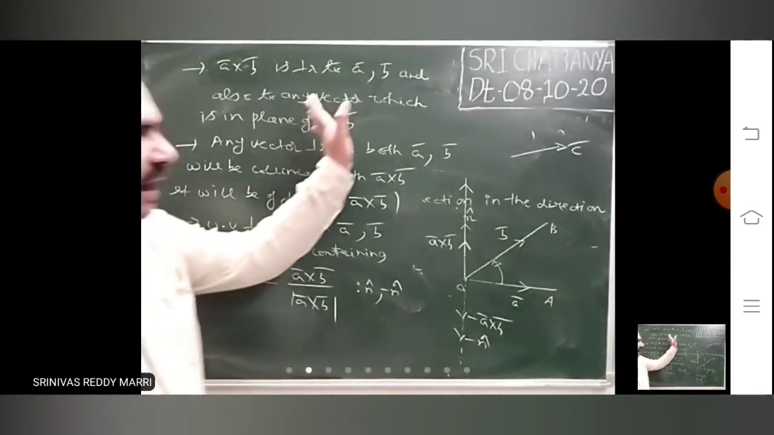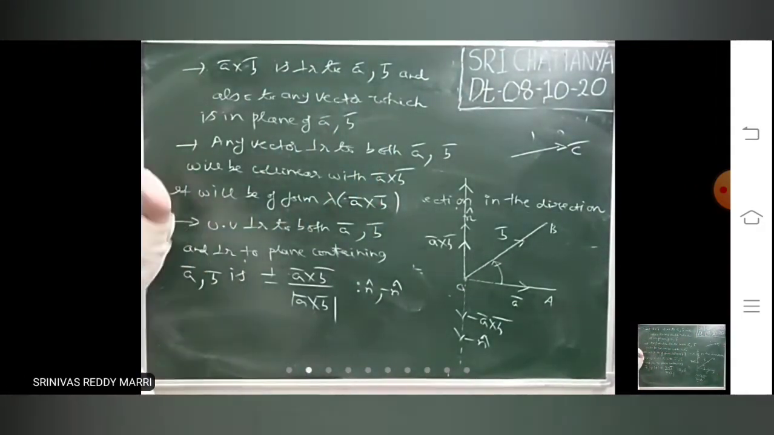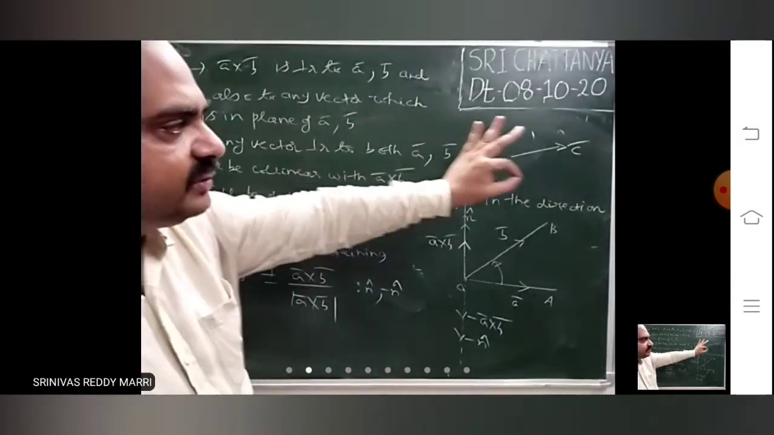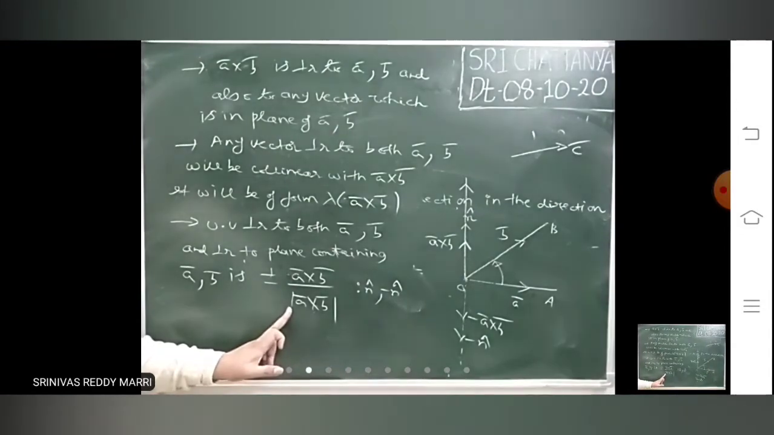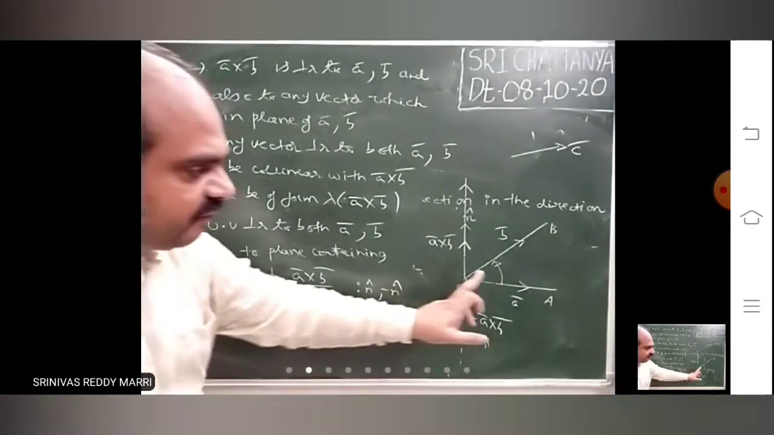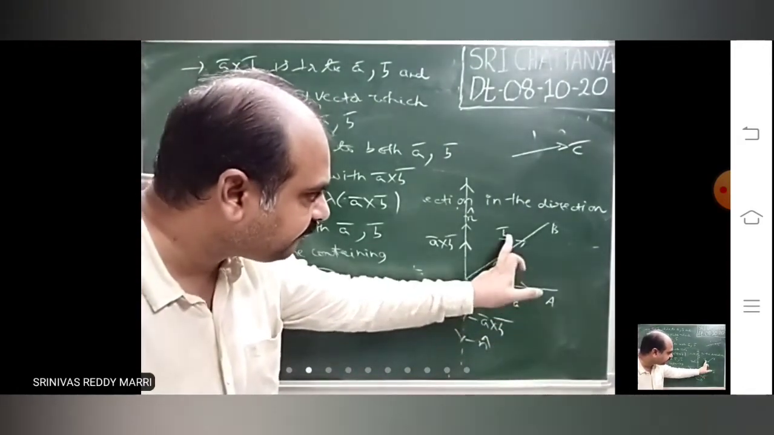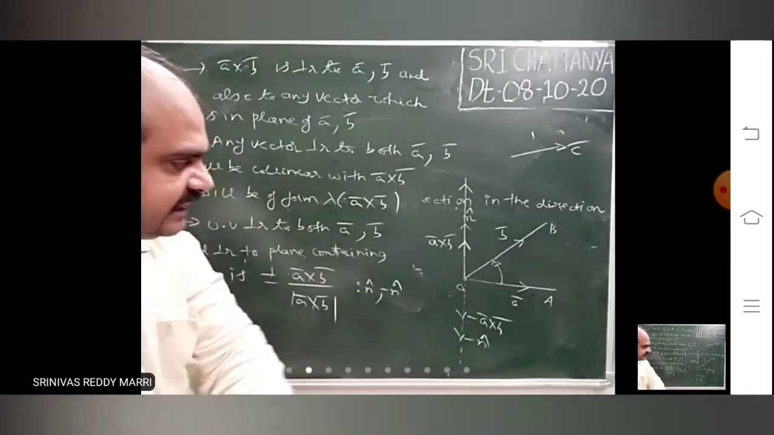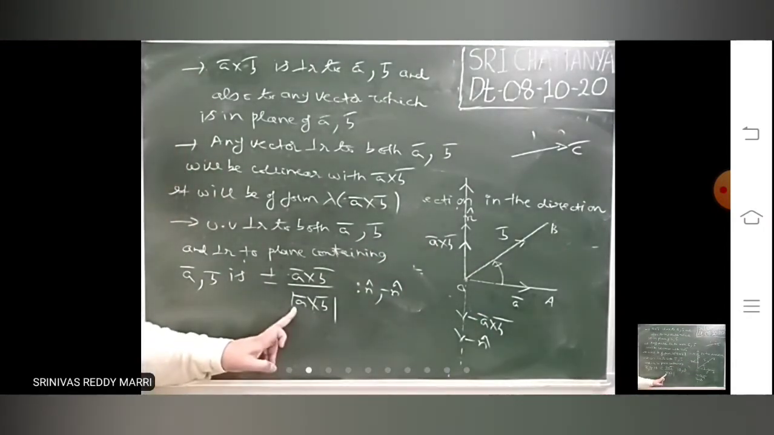Like that, if two vectors are there and you want to write a unit vector perpendicular to the plane, then what is the formula? This will lie along the normal. Or if you want a unit vector perpendicular to both the vectors, the formula is this. Next.